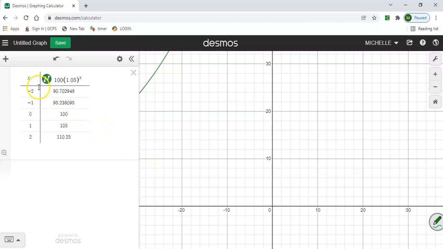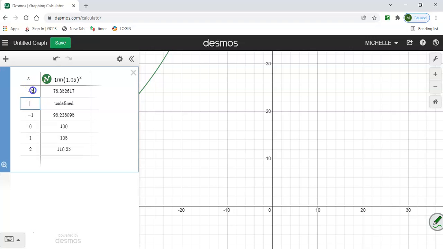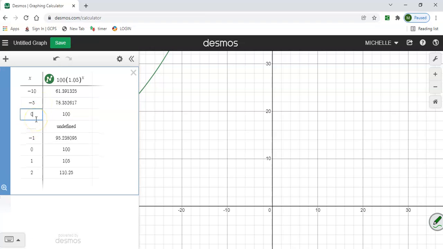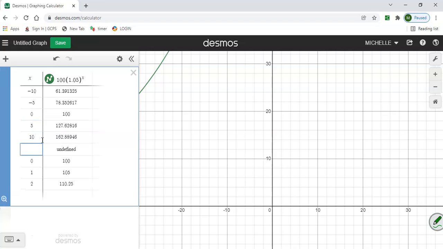Okay, so let's see what happens when we put in -5. That's 78. Let's go bigger. Let's do -10. Okay, so that's 61. Let's then go in the middle, -5, and then let's go at 0, and then let's go to 5. Wow, that's up there pretty high too. And then let's go to 10. Okay, so that should give us enough to go ahead and graph the function. So let's put these values in.